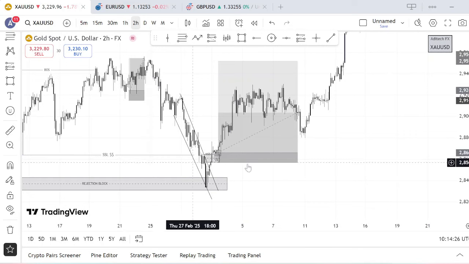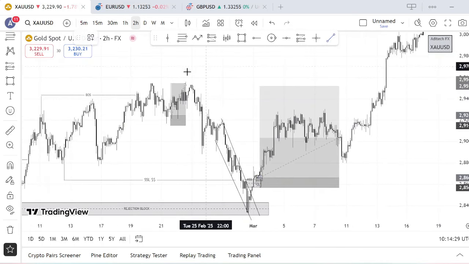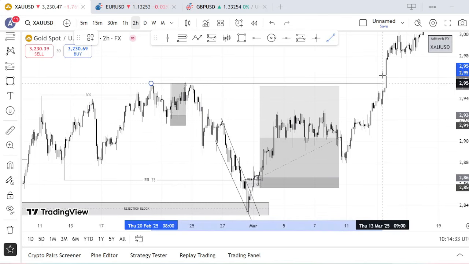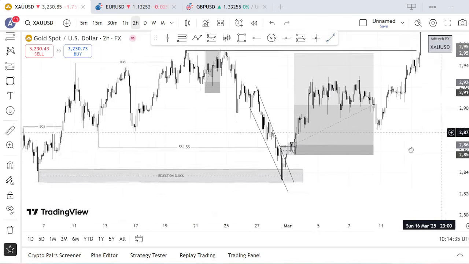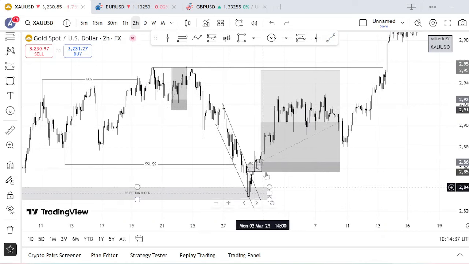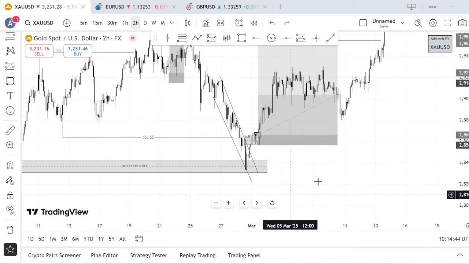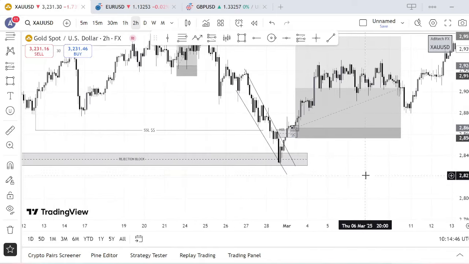You know, price has swept sell side liquidity, then the next zone we're going to be targeting is buy side liquidity, right? Can you see how I use this falling wedge? Then once you get the market structure shift and you get a retest, then you wait for a bullish engulfing candlestick confirmation, right? And you take the buy.